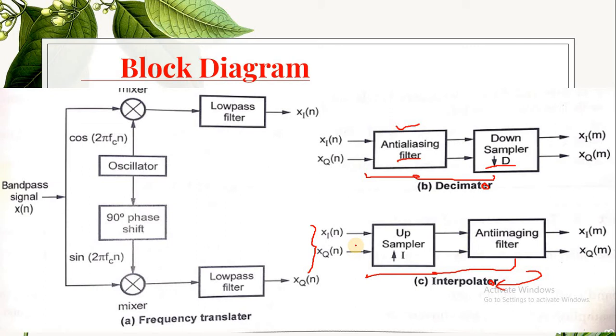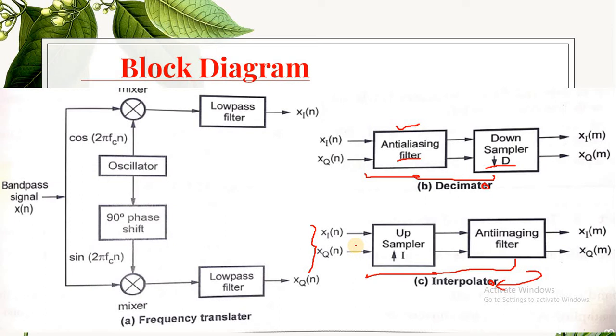Now I am going to define what is meant by the decimation process. A decimation process means downsampling along with a filter. Or we can also define it like this: the process of reducing the sampling rate by a factor of D is also called decimation. What is interpolation? Interpolation means the process of increasing the sampling rate by a factor of I.